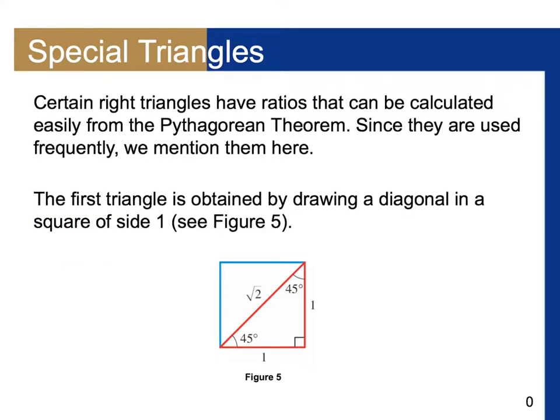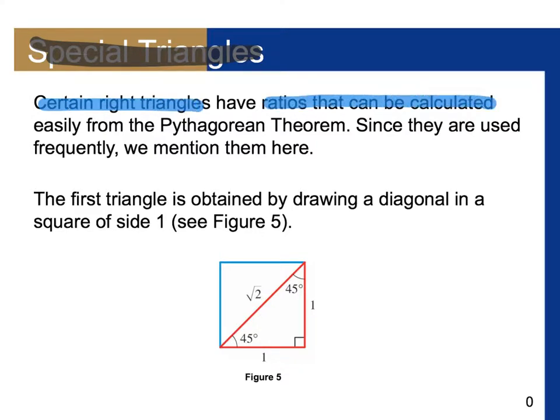Okay, let's look at some special triangles. So certain right triangles have ratios that can be calculated easily from the Pythagorean theorem. Okay, so these refer to the things that we did in the unit circle approach, where we looked at certain angles. Like when your angles are the same here on the right triangle, we have two 45s, we have a 90, of course, as well, right triangle, right? That means these sides here will be the same.